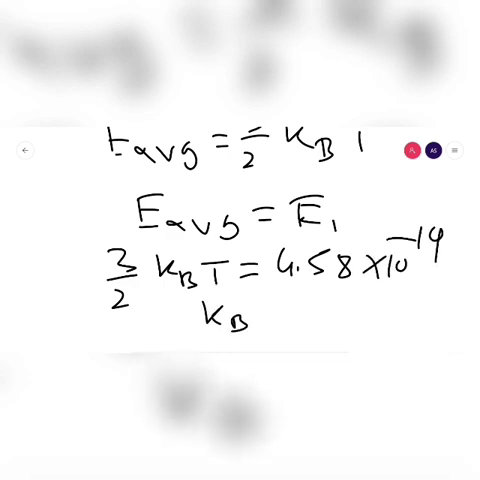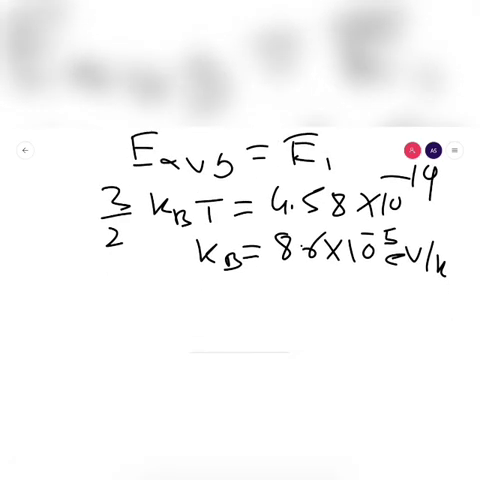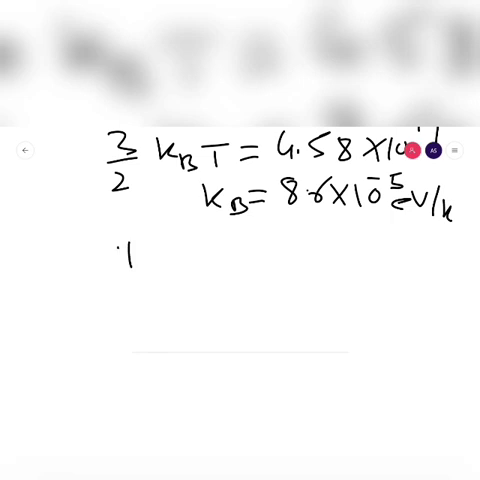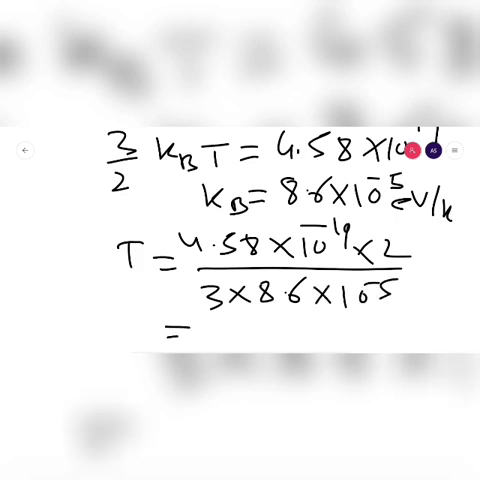You know the value of the Boltzmann constant is 8.6 × 10^-5 electron volt per Kelvin. Then the temperature is 4.58 × 10^-19 × 2 divided by 3 × 8.6 × 10^-5. You will get the result 3.6 × 10^-15 Kelvin.